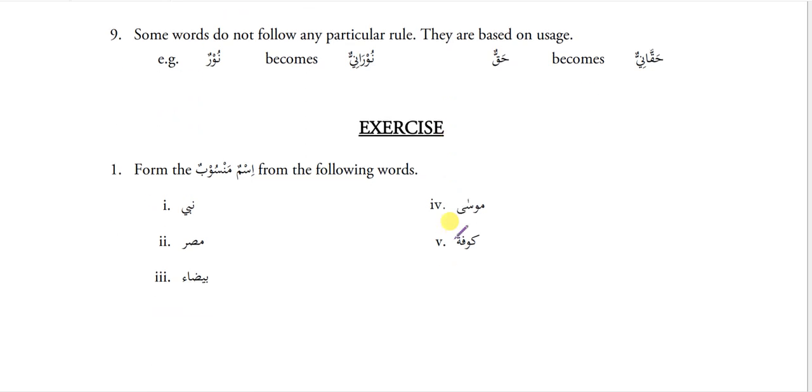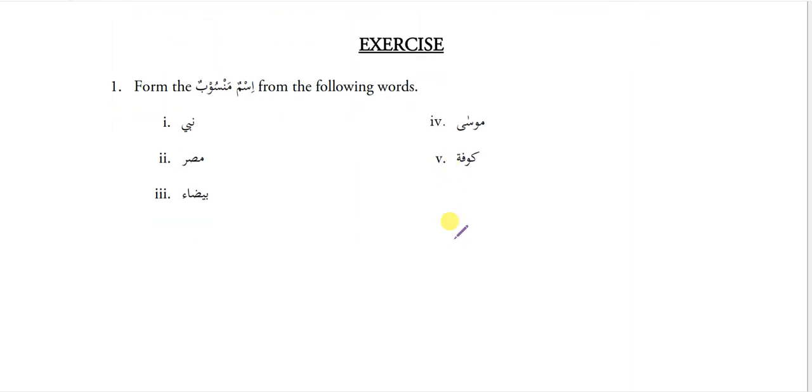Point number 9. Some words do not follow any particular rule, they are based on usage, like nurun, nuraniyun, haqqun, haqqaniyun. From the ism mansoob, find the following words: nabiyun, nabawiyun, misrun, misriyun. From Misru, Misriyun. From Baizau, Baizawiyun. From Musa, Musawiyun. And from Kufa, Kufiyun.